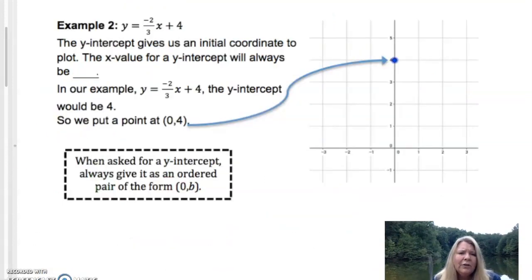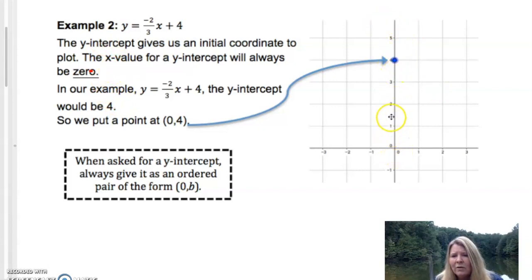Now, if you look at this equation that we have up here, y is equal to -2/3 times x plus 4. The y-intercept gives us the initial coordinates to plot. If we're going to graph a line, we have to know where to start. The x value for a y-intercept is always 0. Okay, it's always 0, because if you look at that ordered pair, it's right there.